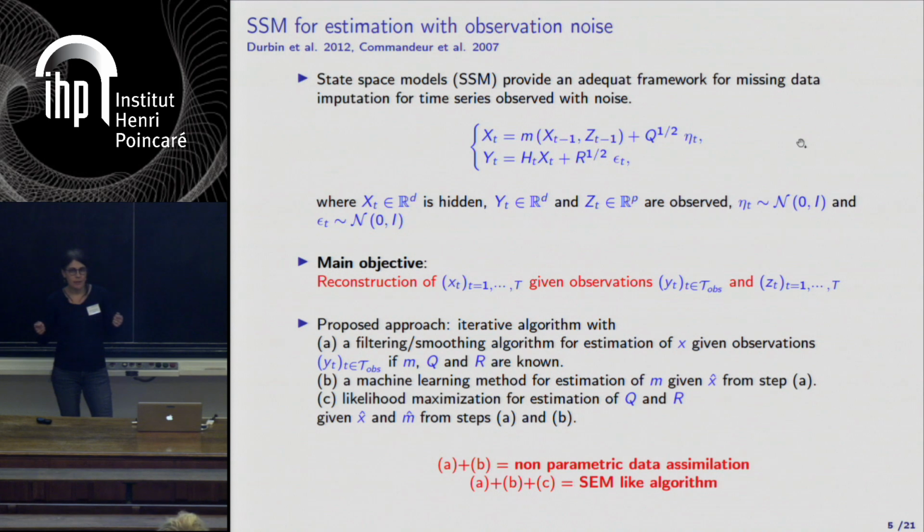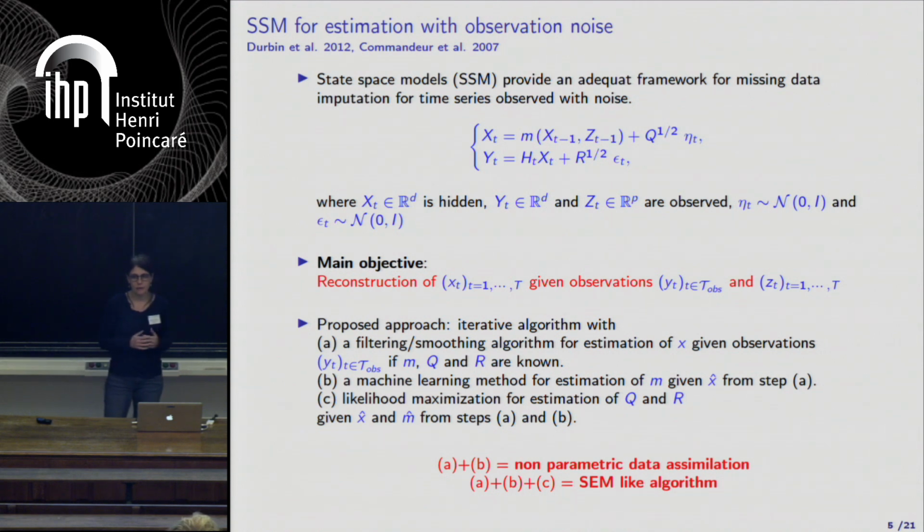So to fill the gap in time series, a state-based model is a natural framework because it allows us to take into account the noise on the observation. So what we propose here is to fill gaps, or to reconstruct the state X given the observations and the covariates, and no information about the M. We just have the observation time series and some observed covariates, and we want to reconstruct X.